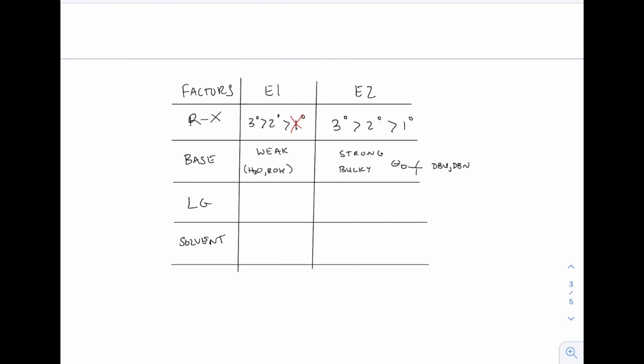Okay, leaving group, hashtag duh, right? Good, of course. And then for the solvents, just like the SN2, we wanted a polar aprotic for E2, and then just like the SN1, we want a polar protic for the E1. And that's it for elimination reactions, at least E2 and E1 mechanisms, okay? Let me know if you have any questions.